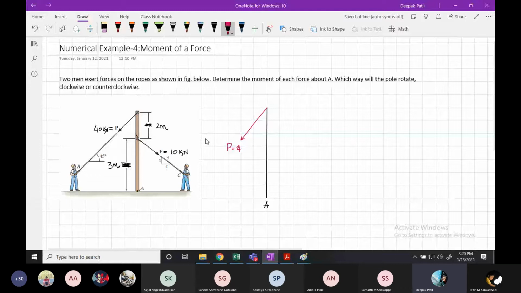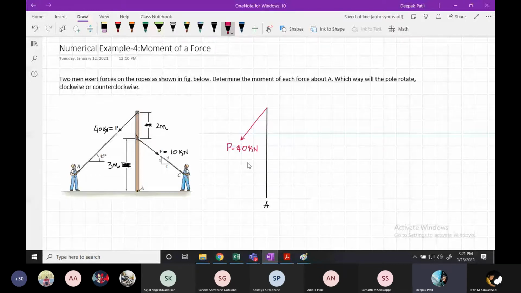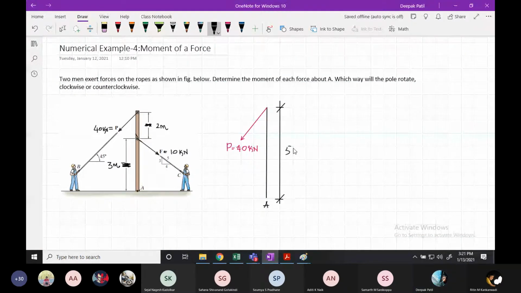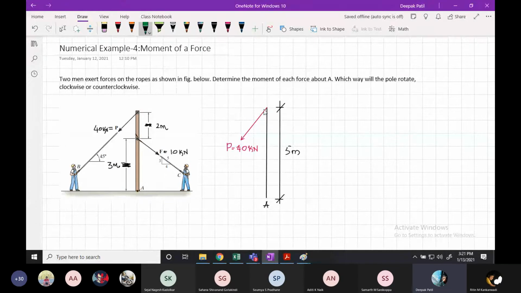Okay, so which is 40 kilonewtons, right? And this distance is given as, see here, this is 3 meters and this is 2 meters. So of course this distance should be 5 meters. That is from here to here. This distance should be 5 meters. Now I shall find out the resolved components. So for P 40 kilonewton, the horizontal component will be in this direction and the vertical component will be in the downward direction.